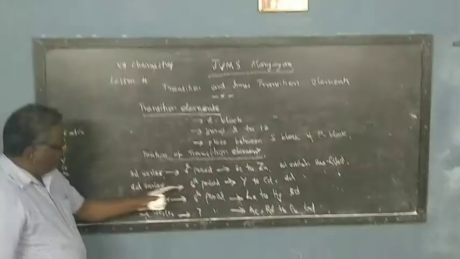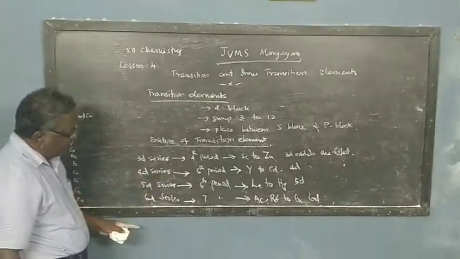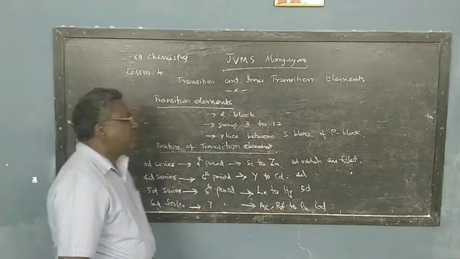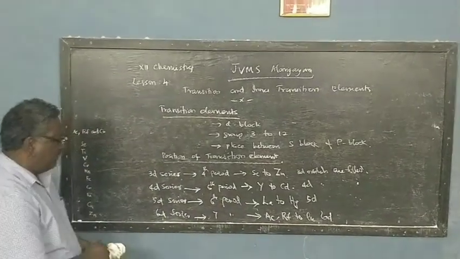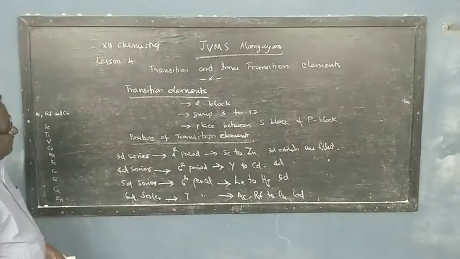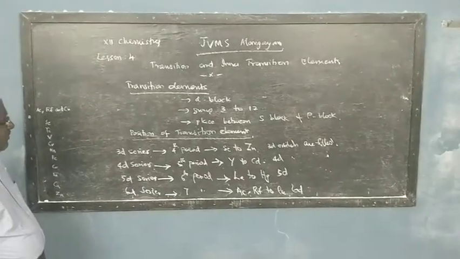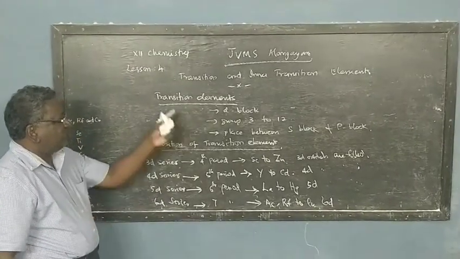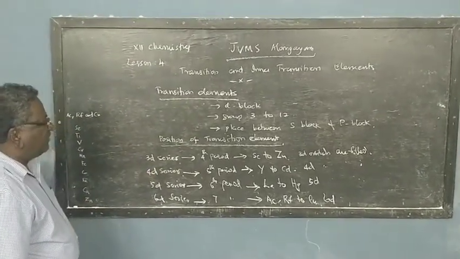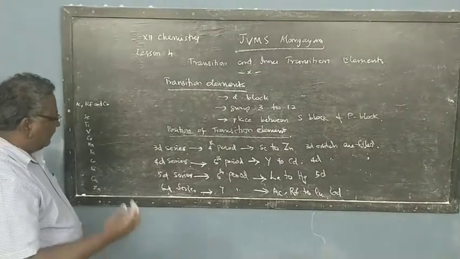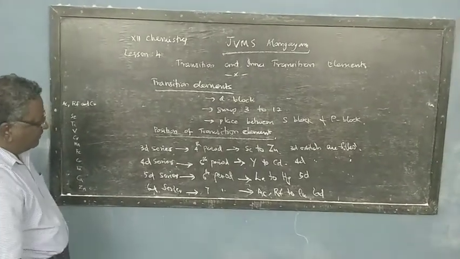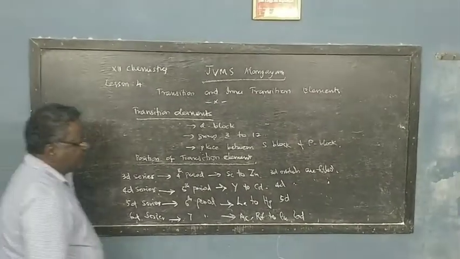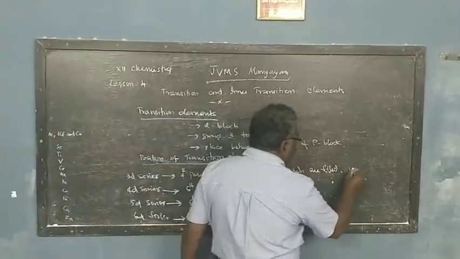In the fourth period, the 3d series, 4d series and 5d series are mostly the normal metals, whereas the last one, the 6d series, is mostly radioactive metals. So there are 4 series present in the transition elements, referred to as the 3d series, 4d series, 5d series and 6d series. And we should know that each series has 10 elements.